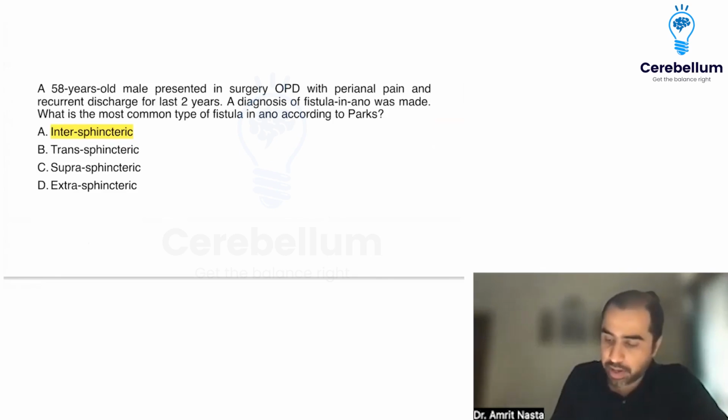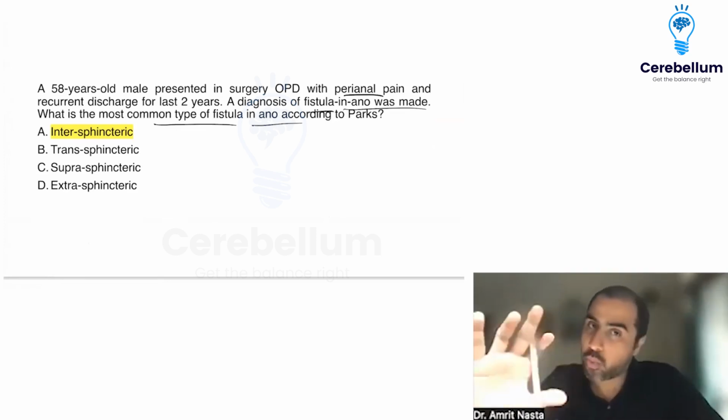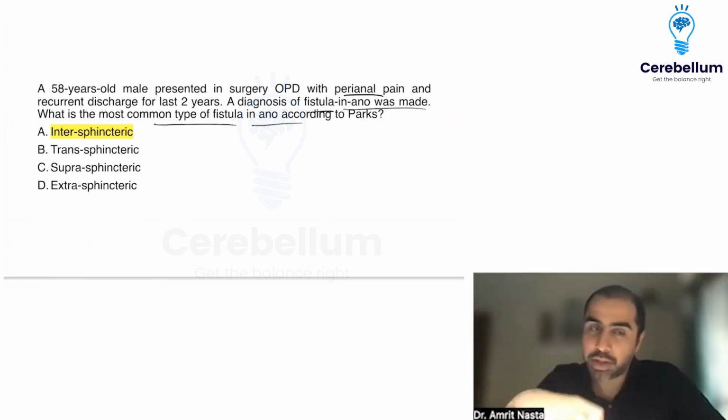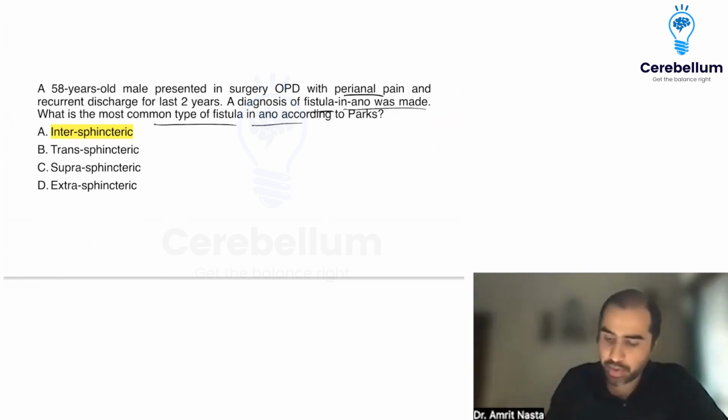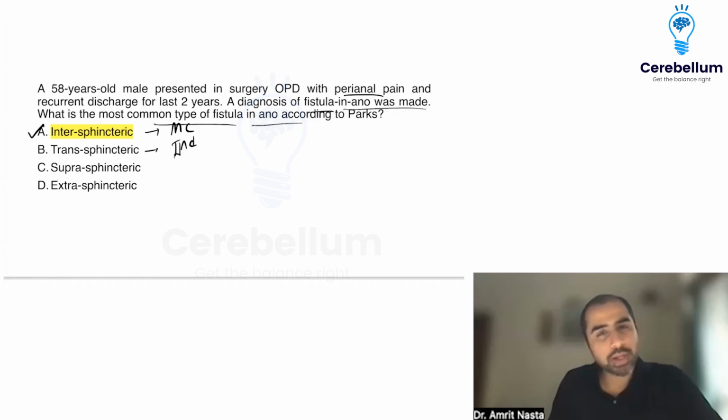A 58-year-old male came with perineal pain. Diagnosis of fistula in ano was made. What is the most common type? We have discussed fistula in ano very well. Abscess and fistula. So abscesses were perianal, ischioanal fossa, supralevator, and submucosal. Same way over here for fistulae. Most common is type 1, intersphincteric. Second most common is transsphincteric. Right? Suprasphincteric and extrasphincteric are less common. They are very rare.